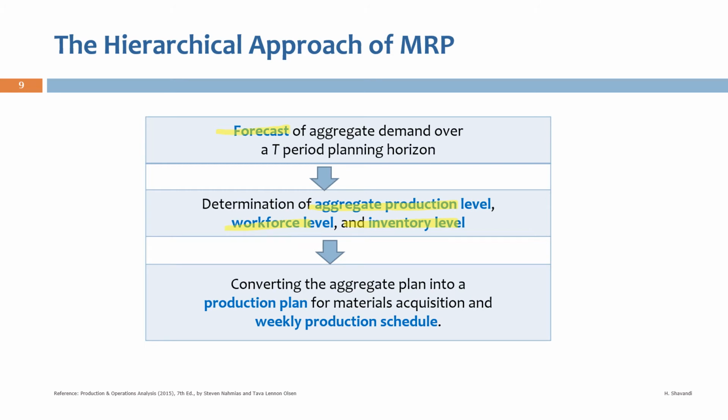And now we are going to convert or translate this aggregate plan into the production plan of materials and sub-assembly parts, and it will be based on a weekly production schedule. So this is the case that we are going to learn in this chapter. Okay.